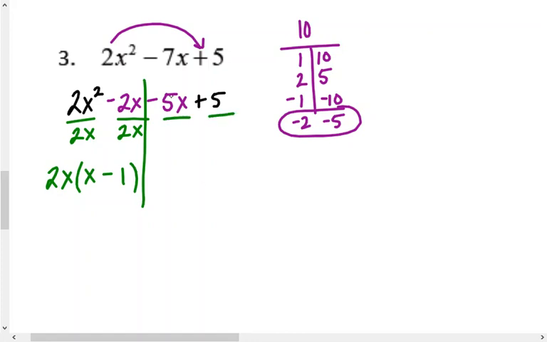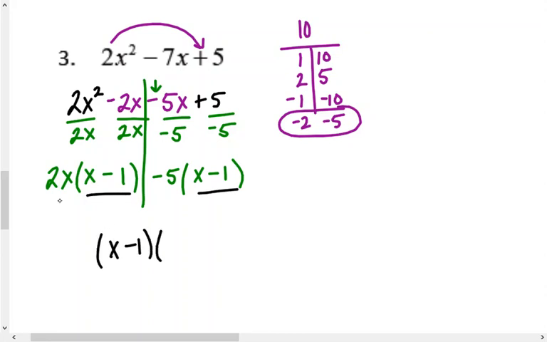GCF of the second side, because the first term is negative, my GCF has to be negative, and it's negative 5. So negative 5 goes in the front, and I'm left with x, positive 5 divided by negative 5 is negative 1. My parentheses match, x minus 1. Then I'm going to take my outsides, 2x minus 5.